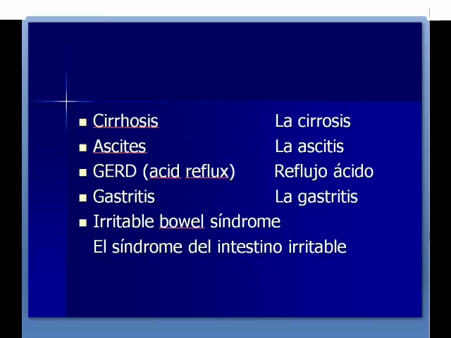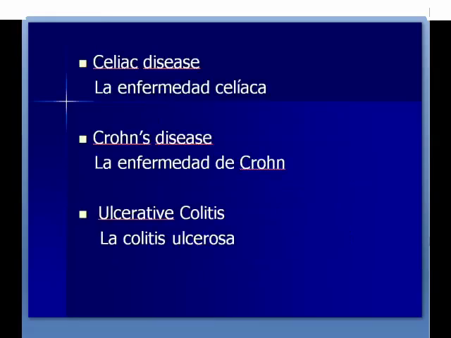Gastritis. La gastritis. Irritable bowel syndrome. El síndrome del intestino irritable. Celiac disease. La enfermedad celíaca.